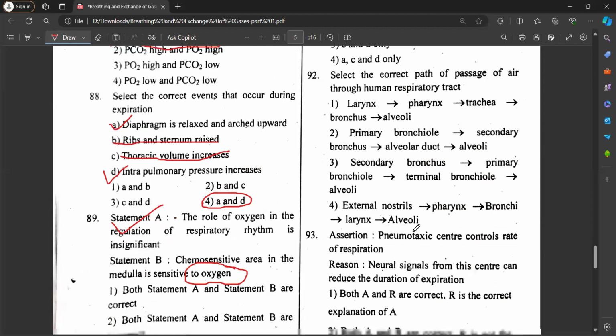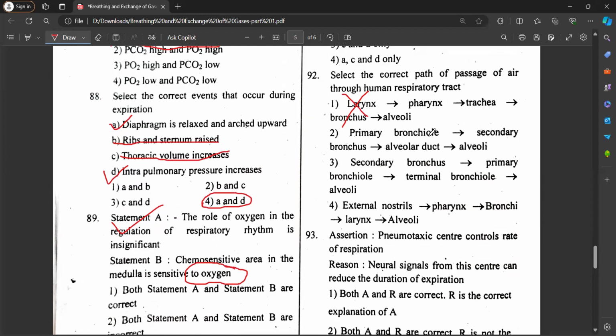Now, select the correct path of passage of air through human respiratory tract. Larynx, no. Larynx does not open into pharynx. Pharynx opens into larynx. So this is wrong.